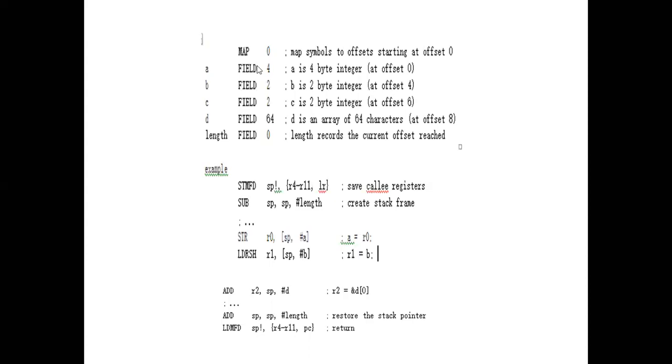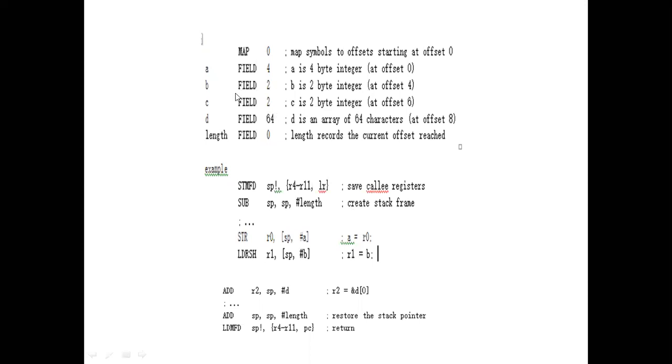So it has a field A, B is of length 2 bytes, C is of length 3 bytes, and D is an array of 64 characters, and the length field is within the map structure, right? Once it is done, we are pushing these elements on the top of the stack, right?